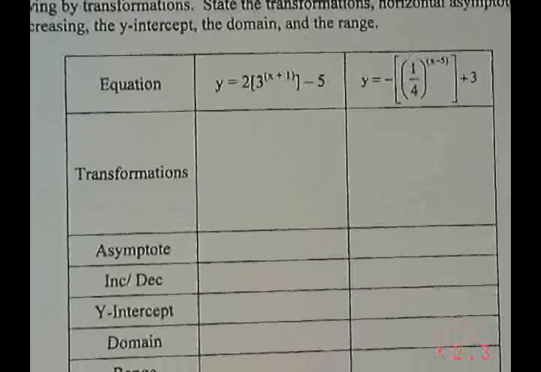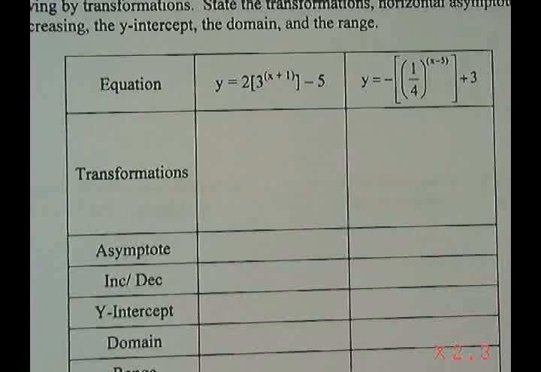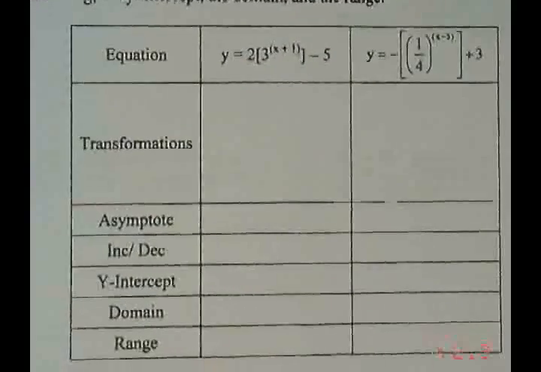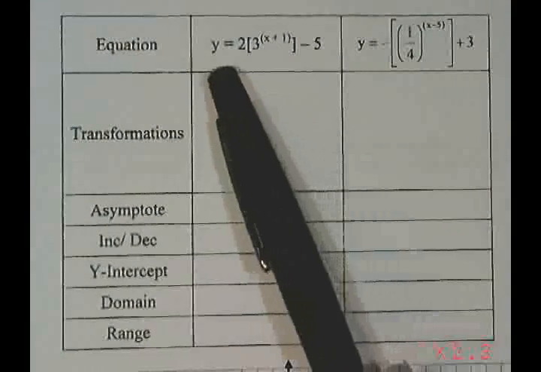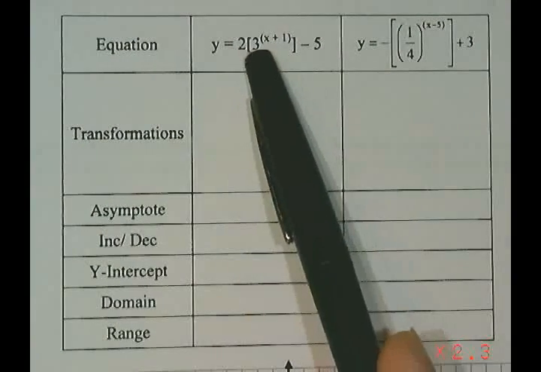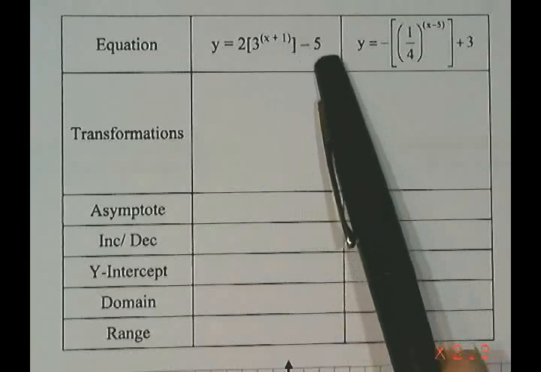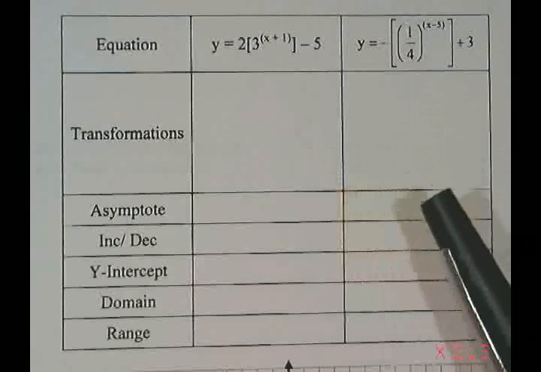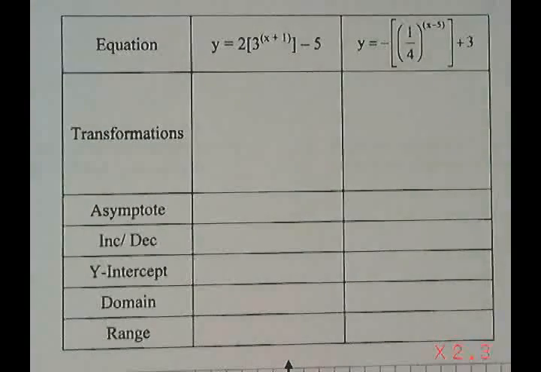It wants me to graph by transformations and then state the transformations, horizontal asymptote, whether it's increasing or decreasing, the y-intercept, the domain, and the range. So we're going to start with the first one here, which says y equals 2 times 3 to the x plus 1 minus 5. So when I look at the equation, how do I know this is an exponential? I can see that the x is in the exponent.